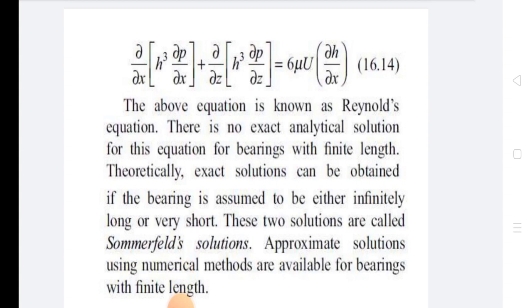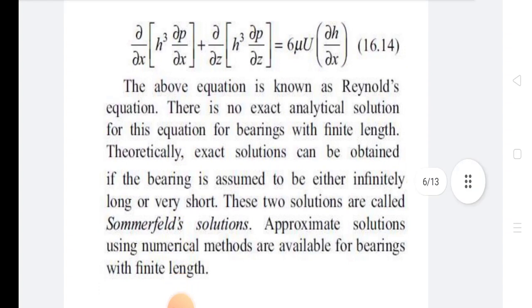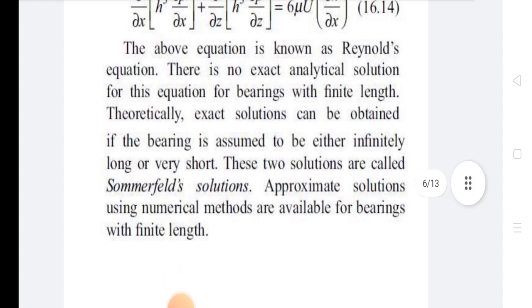There is no exact analytical solution for this equation for a bearing with finite length. Theoretically, an exact solution can be obtained if the bearing is assumed to be either infinitely long or very short. These two solutions are called Sommerfeld's solutions. Approximate solutions using numerical methods are available for bearings with finite length.